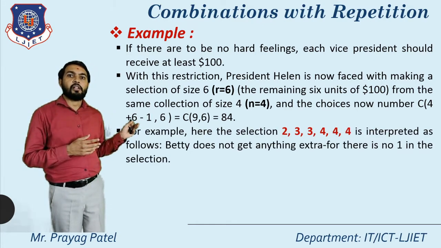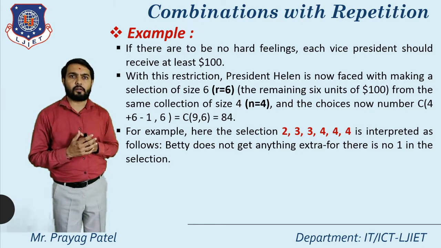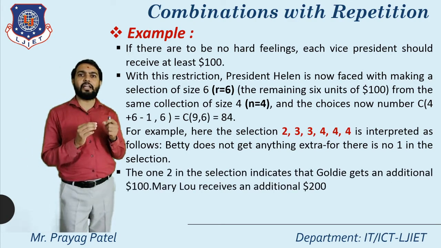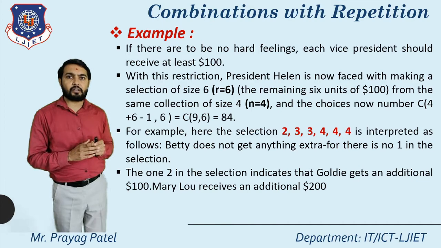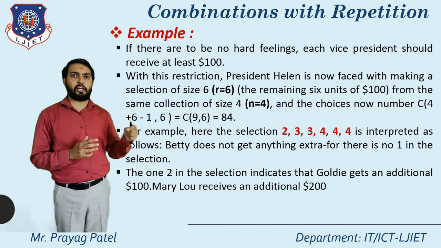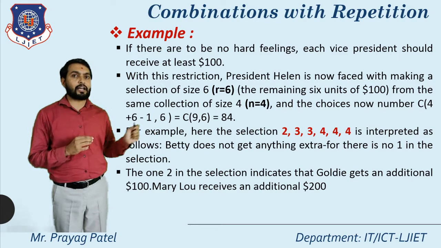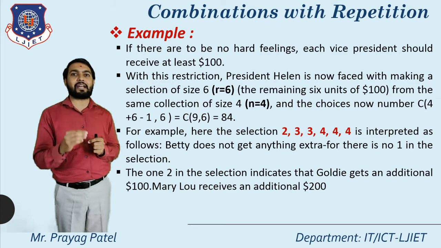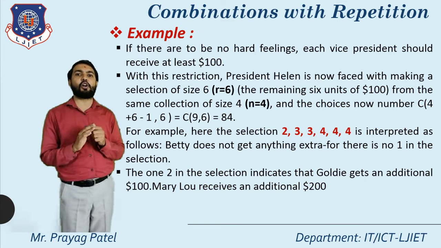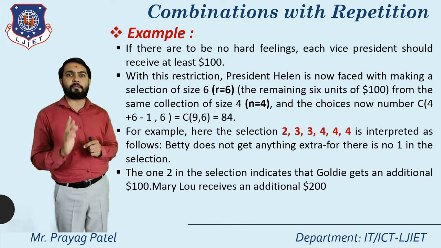Now we can say that one selection of this is like 2 3 3 4 4 4. What is the meaning of this? Here first we write 2, that means the second vice president. 2 times we write 3 means 2 times we consider the third vice president, and 3 times we write 4, that means 3 times we use the fourth vice president. That means this calculation shows how many extra checks are given to each vice president. So here 1 is not available, that means the first vice president does not get any extra check. So the first vice president only gets the one check of $100.